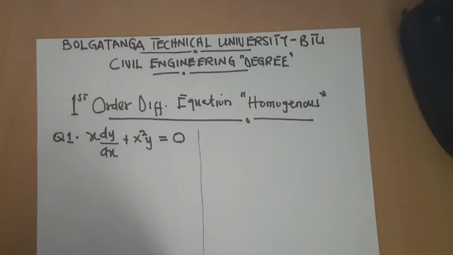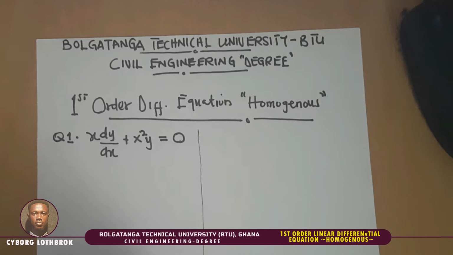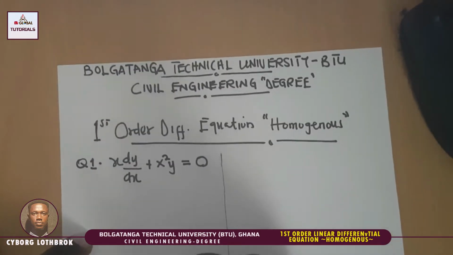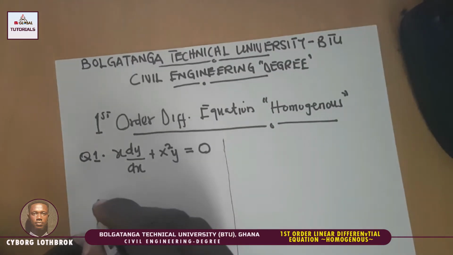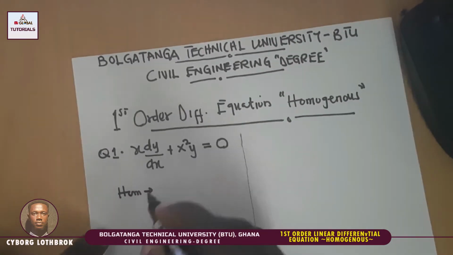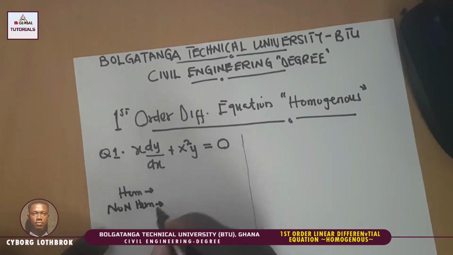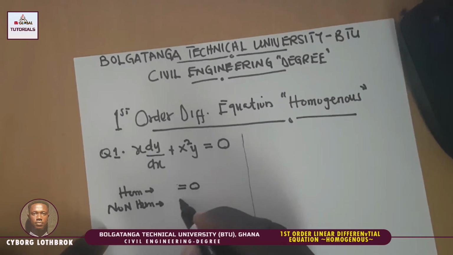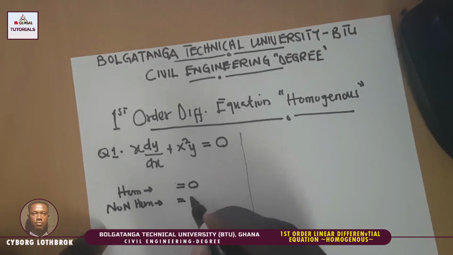Today's tutorial, I'm going to show you how to solve a first order differential equation that's homogeneous type in a very simple way. For first order differential equation, we have two types. We have homogeneous and we have the non-homogeneous. Homogeneous has equation equal to 0. And non-homogeneous has equation equal to a function.